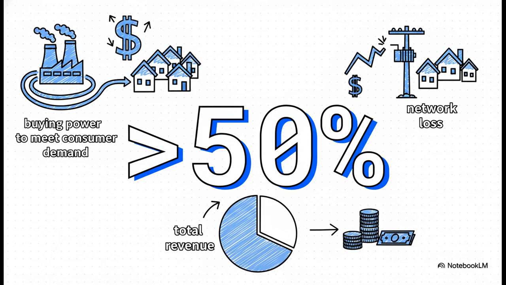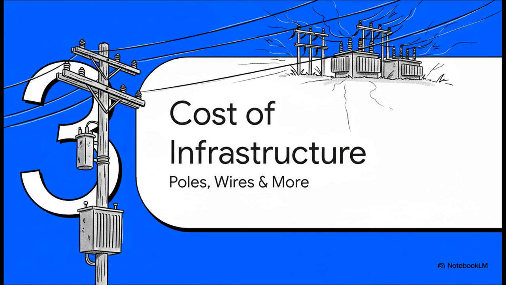So here's the crucial takeaway. When you add up the cost of buying all the power we need, plus the cost of covering those acceptable network losses, you get the biggest chunk of the entire bill. We're talking more than half of the total money the utility needs to collect. It's huge. Okay, so we've got the power. But how does it actually get from the power plant to your house? Well, that brings us to our next major component: the cost of all the physical stuff. The poles, the wires, the transformers, the whole shebang.